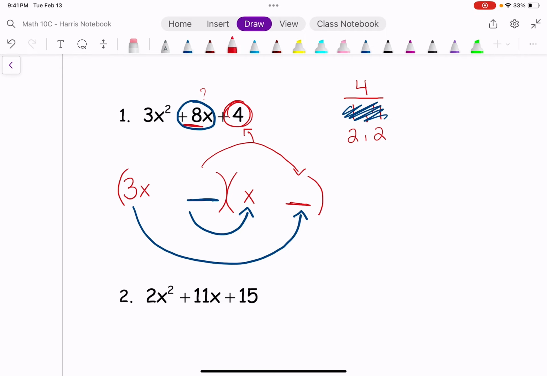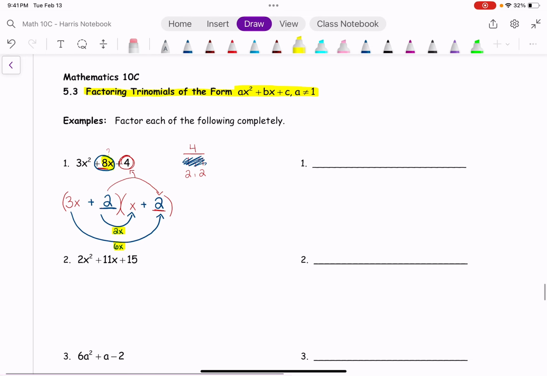Okay, and again, the numbers won't really matter in this one, because they're the same. So I'm going to put a 2 here, 2 here. I'm going to make them both positive. Now let's test it out. Okay, so 2x is going to get here, and 3 times 2x, that gives me a 6x. I know that 2x plus 6x is going to equal 8x. So these are my factors. So my final answer here is going to be 3x plus 2 times x plus 2. Perfect.